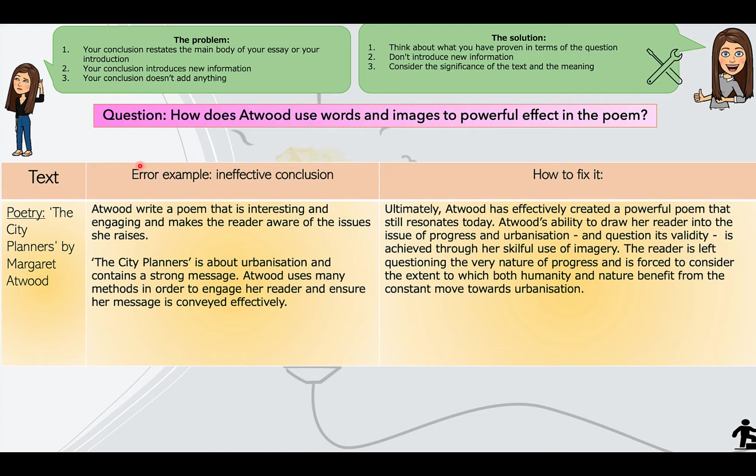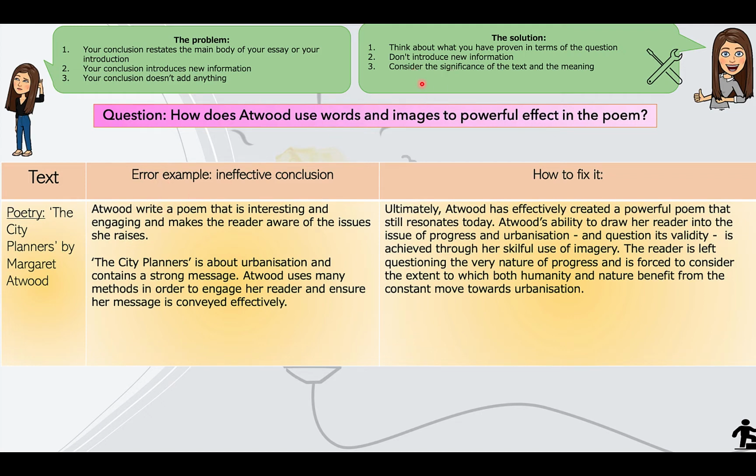So let's have a look at an example. I'm going to be using the same question as I used for the lesson on how to write an effective introduction, just so you can see how the two tie together. This is a question on poetry, based on The City Planners by Margaret Atwood. I've got two examples of ineffective conclusions over here. I will be thinking about the errors and also how we can fix them.